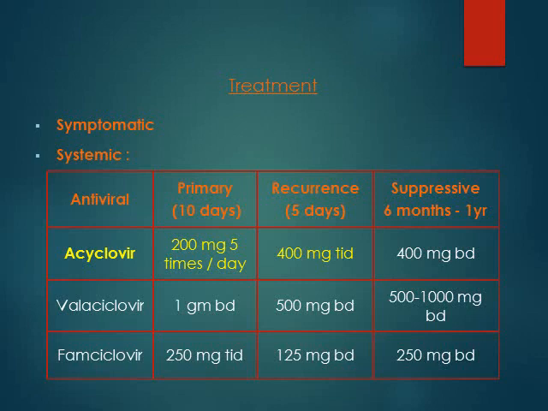Treatment for herpes infection is antivirals. You have to give mainly acyclovir, which is primary. You give 200 mg 5 times a day, or 400 mg TID. For recurrence, usually 400 mg TID is given as treatment.